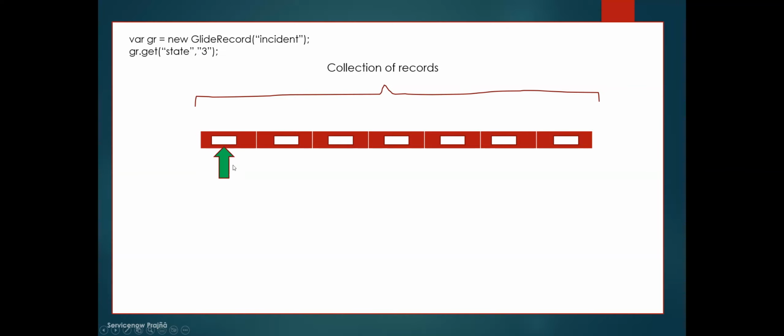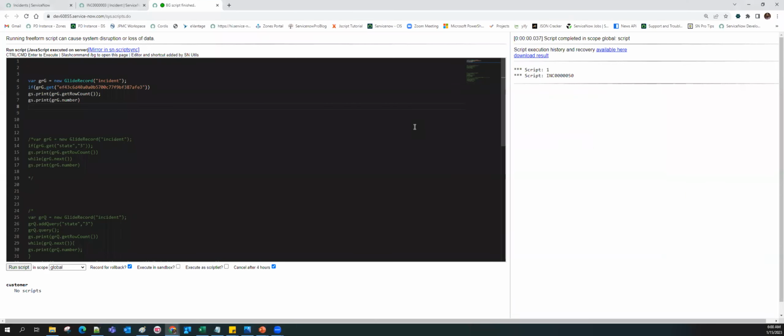So when you do gr.next here, you will be pointing to the second record. And if you keep on doing it, you will keep on moving to another record, right? Let's see that in action. So let's flip to the service now again, and let's see our second example.